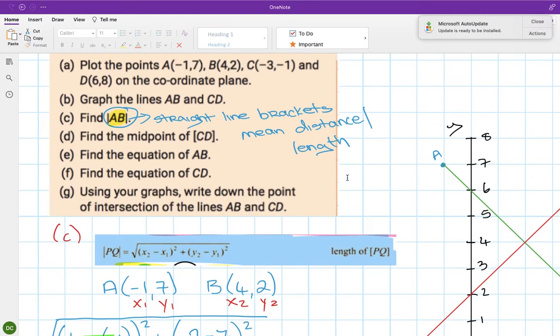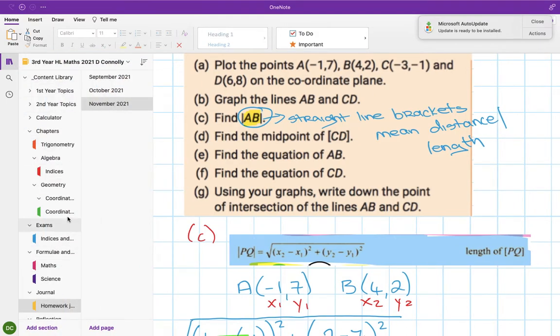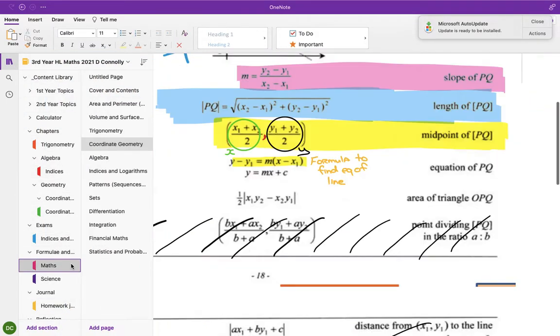That's D. Find the equation of AB. So AB is a line, so that's essentially find the equation of the line. So again, it's a different formula. So I go in here, and when I'm asked to find the equation of a line, look, formula to find equation of a line, it's this top formula here.